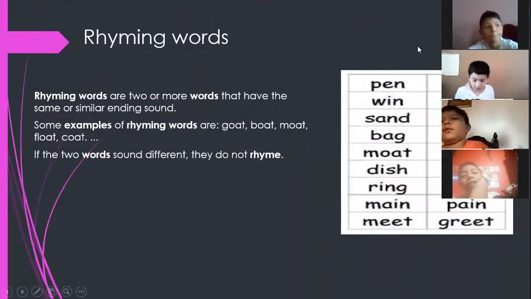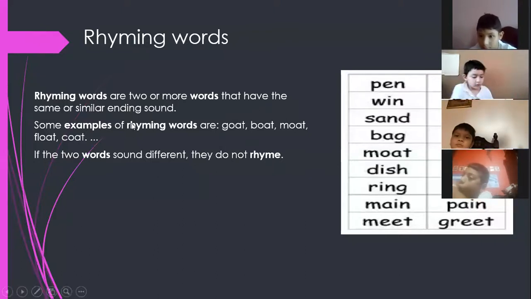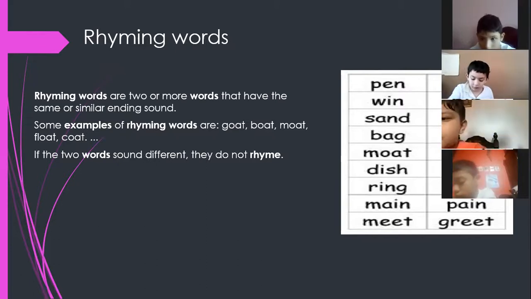The next topic we're gonna review is rhyming words. Rhyming words are two or more words that have the same or similar ending. If I ask you for a word that rhymes, the rhyme goes at the end.